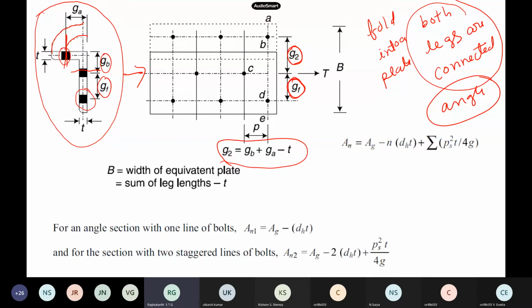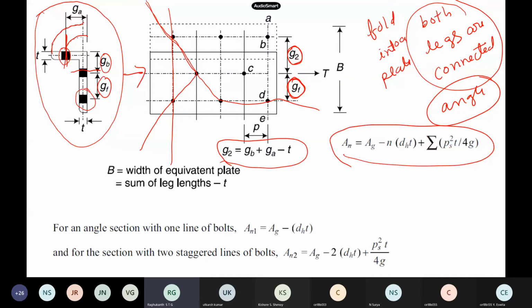So now the net area for this problem will also need several paths. One path is like this, another path may be like this, and another path may be like this. So several paths you have to check. Now you can use the same formula.